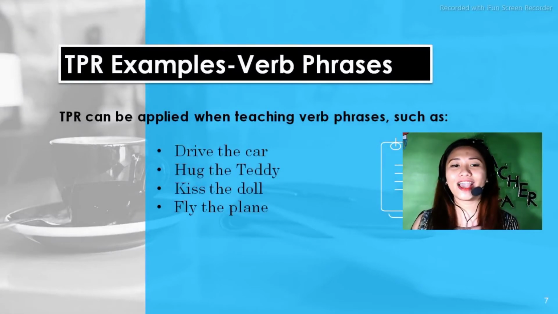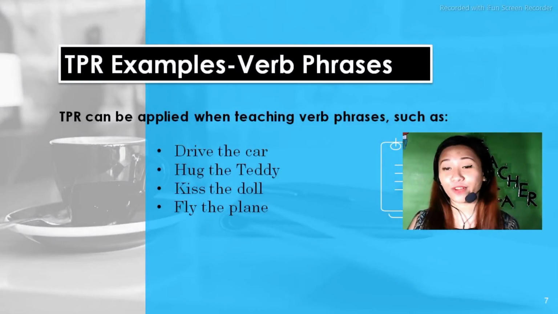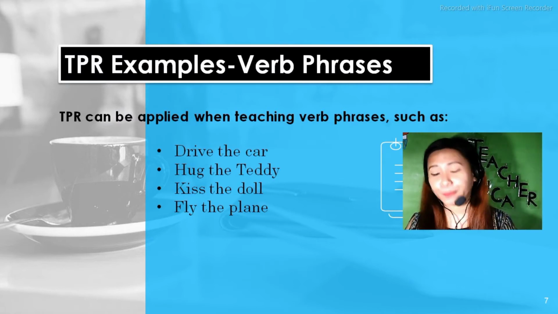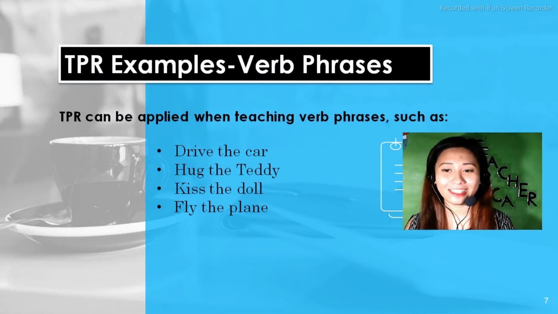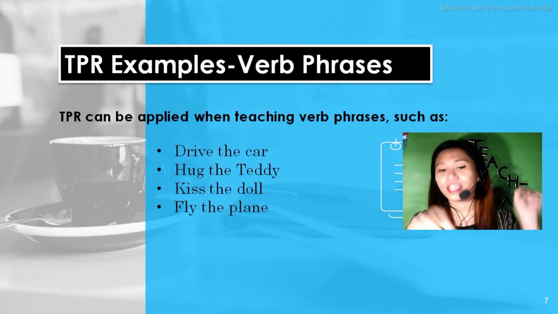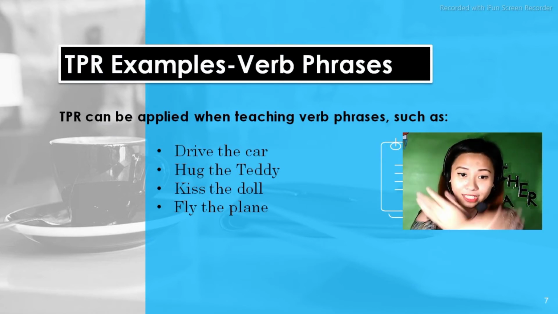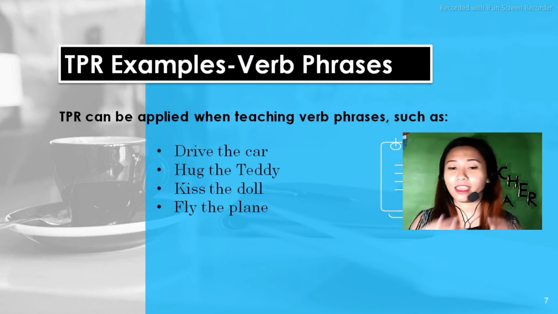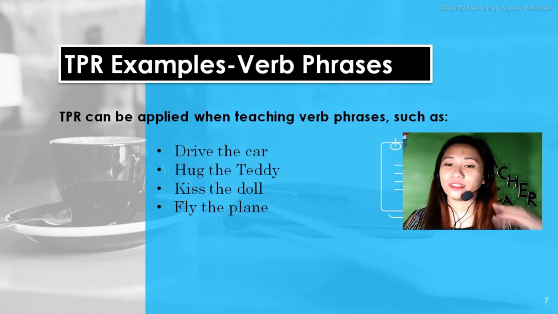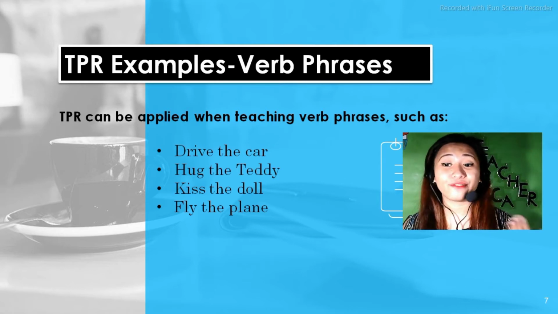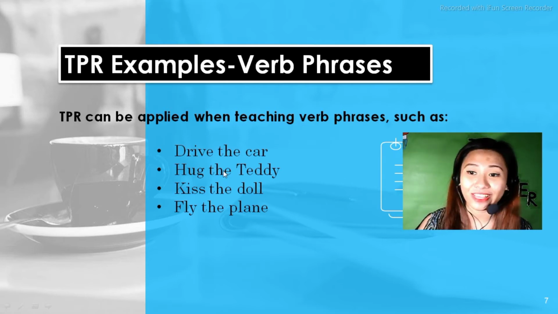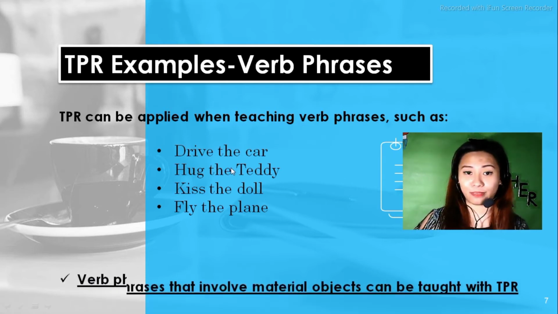Next, we have TPR examples of verb phrases. TPR can be applied when teaching phrases such as drive the car, moving your hands like driving, hug the teddy bear, hug yourself, kiss a doll, and fly the plane. So those are verb phrases. Make sure that you are using TPR creatively. Be creative as much as possible.